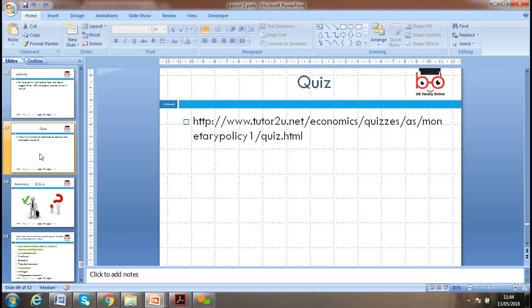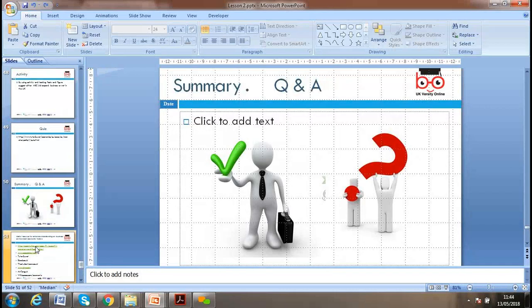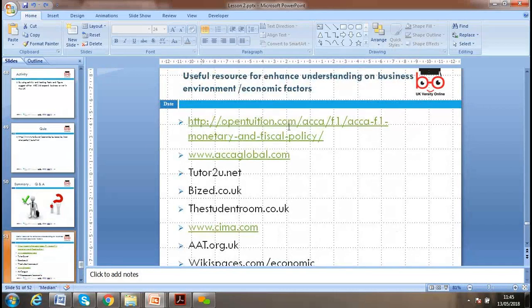Next, guys, this is the quiz. Normally I do a quiz at the end of the lesson. This is the quiz, which is really quite good. You just copy the link and go through it, and at the end of the quiz you can view it and you will find all the answers if you went wrong. Just think about that, it will clear your understanding of monetary policy, fiscal policy, and the economic situation or economic sector. If you want to further enhance your understanding or you have any questions, please drop me an email.